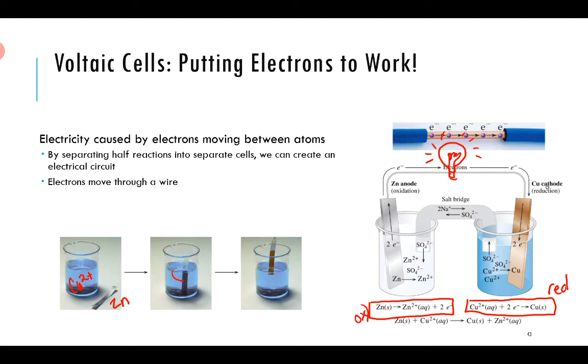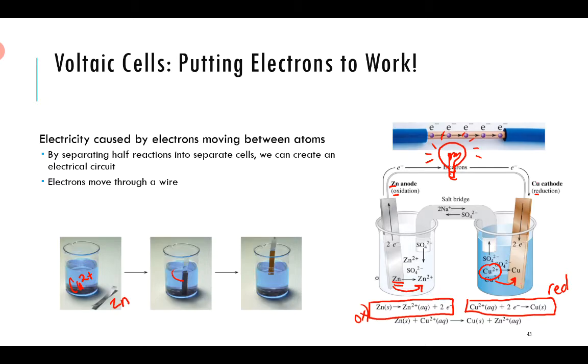In this part, we have copper as the cathode. Cathode is where reduction occurs. And then we have zinc as the anode, and anodes are where oxidation occurs. We've separated the cells so that our zinc anode comes out into solution and becomes zinc aqueous ions, and then our copper ions become copper solid.